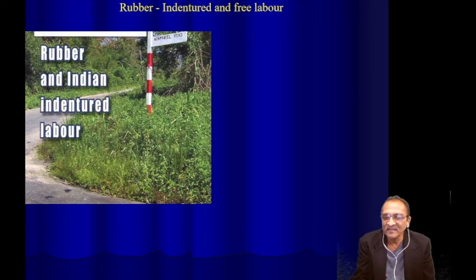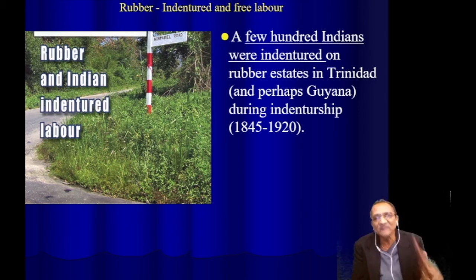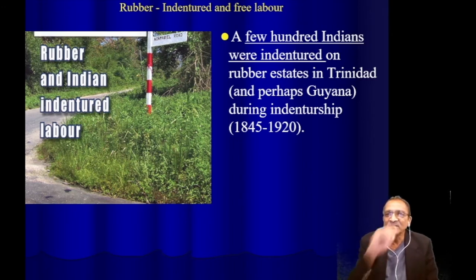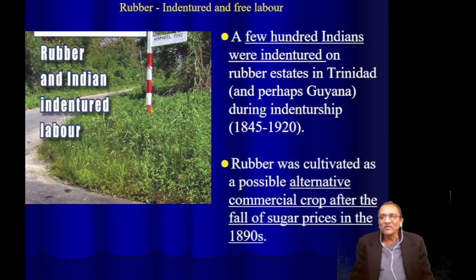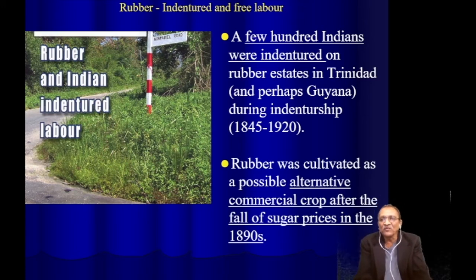And this is where I did my field research, non-parallel estate in Sangre Grande area. And a few hundred Indians were indentured in rubber estates in Trinidad and perhaps Guyana. So I still have to do research in Guyana. I have to do more research in Trinidad, but also new research in Guyana to see if Indians were indentured in those rubber plantations. Rubber was cultivated as a possible alternative commercial crop after the fall of sugar prices.